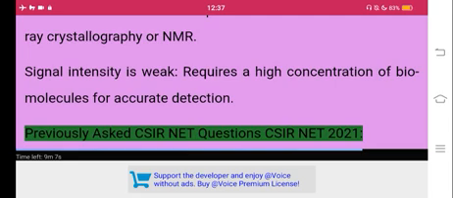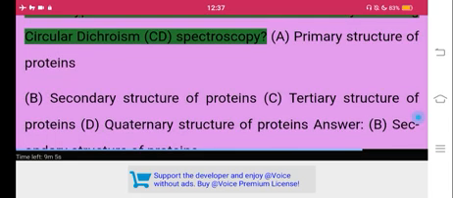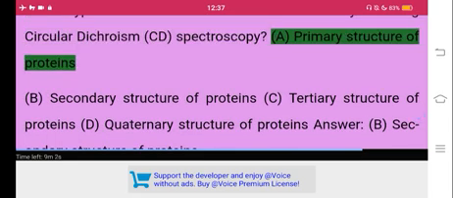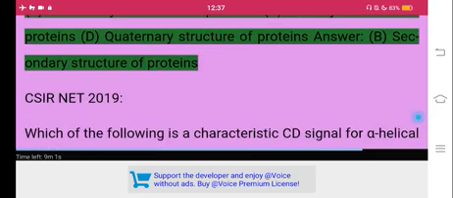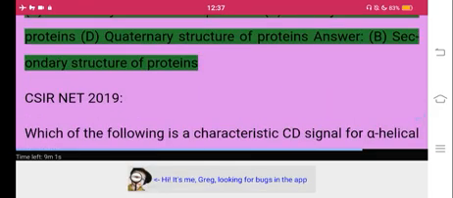Previously asked CSIR NET question, CSIR NET 2021. Which type of biomolecular structure can be analyzed using circular dichroism CD spectroscopy? A. Primary structure of proteins. B. Secondary structure of proteins. C. Tertiary structure of proteins. D. Quaternary structure of proteins. Answer: B. Secondary structure of proteins.